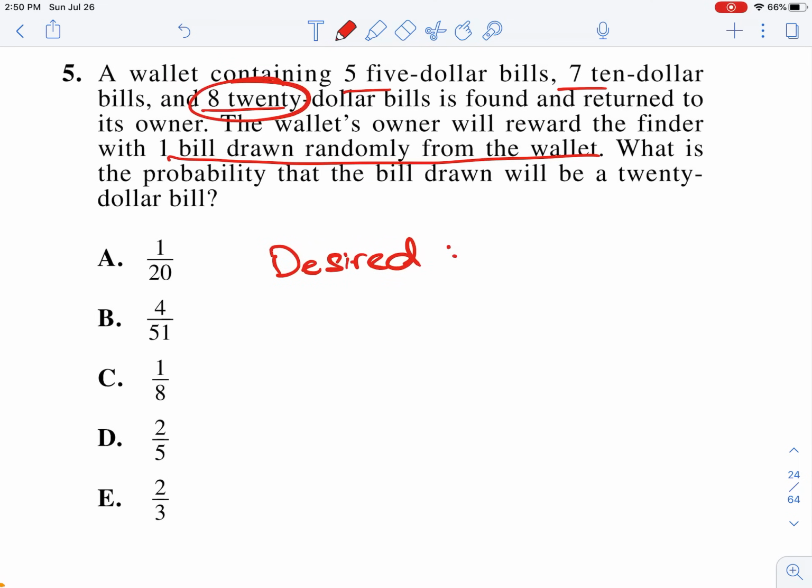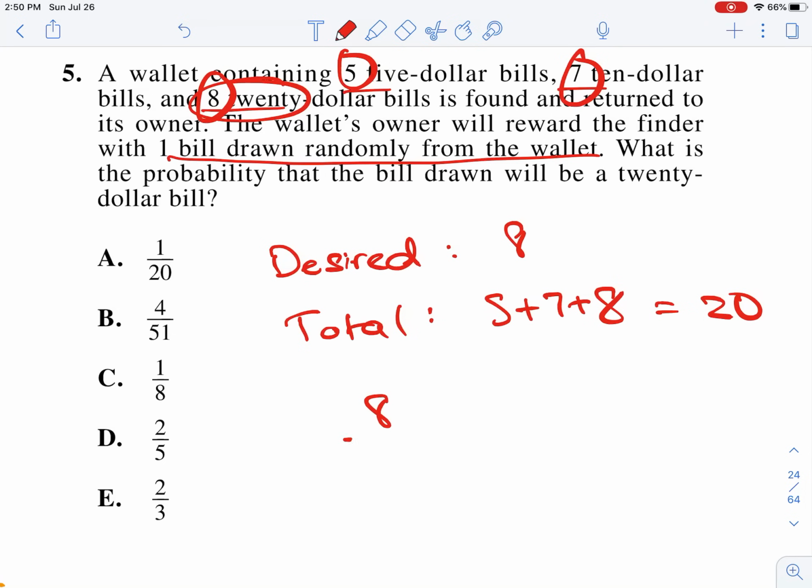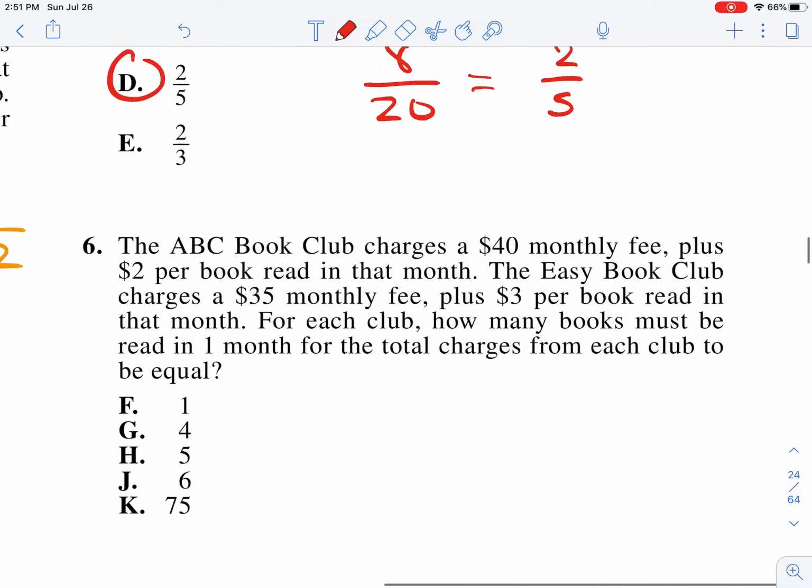There's 8 $20 bills. And the total outcomes, well, there's 20 different bills in there, right? Or in essence, it's going to be 5 plus 7 plus 8. You add up each of these because that's the total amount. So I believe that's 20. So if we do our desired divided by total and simplify that, you should get 2/5. And that is answer option D, which is the answer. Simple, always remember desired divided by total.